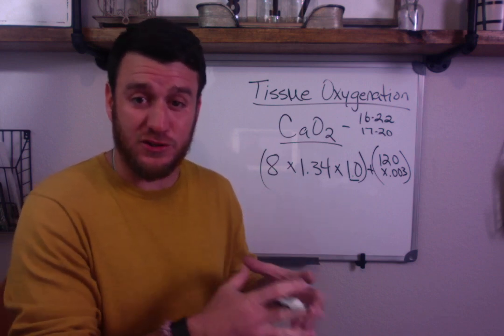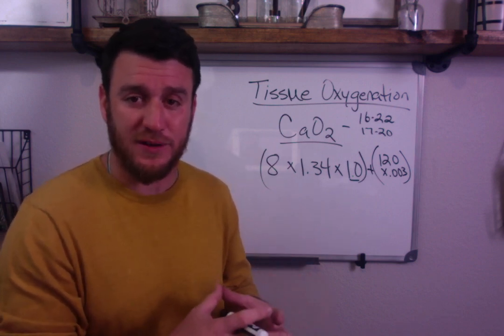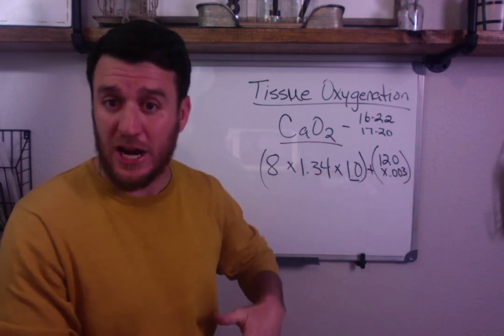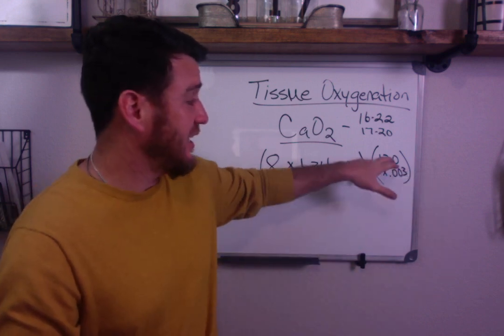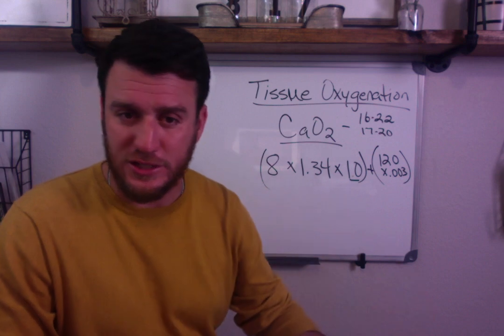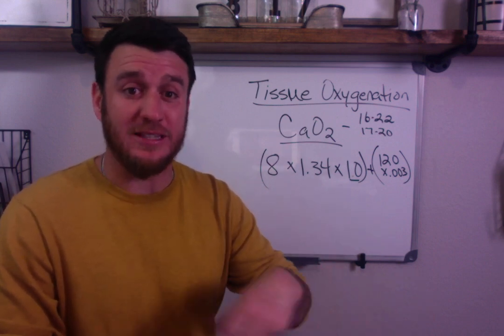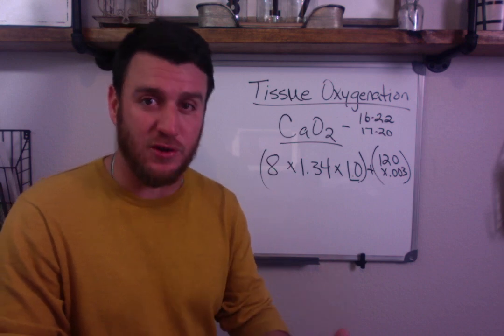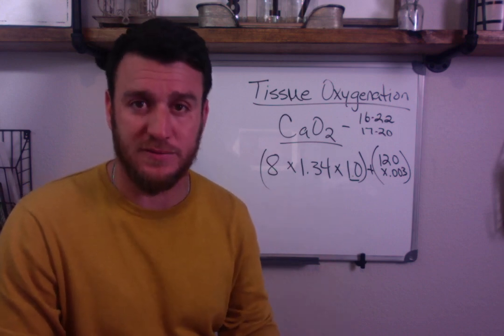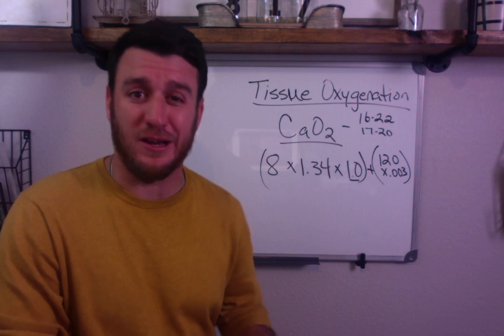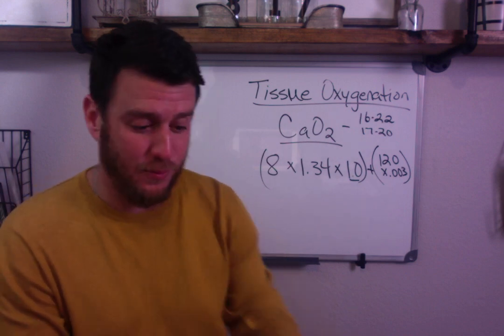From an external respiration perspective, the lungs are doing their job. They are getting oxygen into arterial circulation. But let's break this formula down and see where we are from an internal respiration perspective, because I feel like we're going to get a very different story when we get to that point, okay?